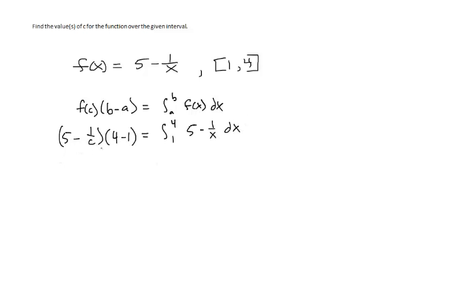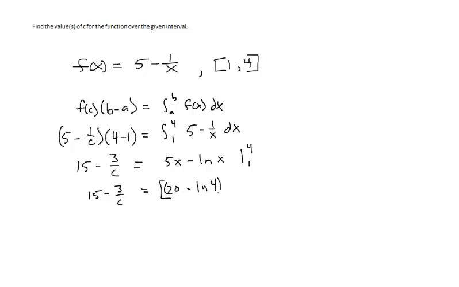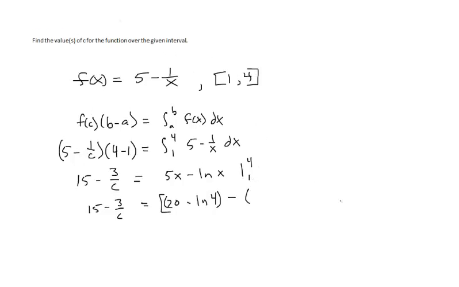And 4 minus 1 is 3, so on the left side we have 15 minus 3 over c is equal to, on the right side when we integrate, we get 5x minus the ln of x evaluated from 1 to 4. And then when we evaluate, we get 5 times 4 is 20 minus the ln of 4 minus 5 times 1 is 5 minus the ln of 1.